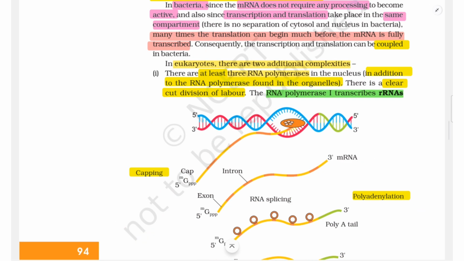In bacteria, since the mRNA does not require any processing to become active, and also since transcription and translation take place in the same compartment, that is, there is no separation of cytosol and nucleus in bacteria, many times the translation can begin much before the mRNA is fully transcribed. Consequently, the transcription and translation can be coupled in bacteria.